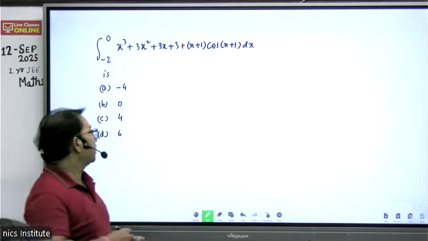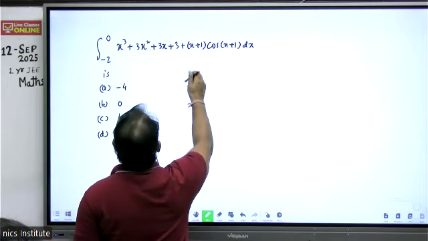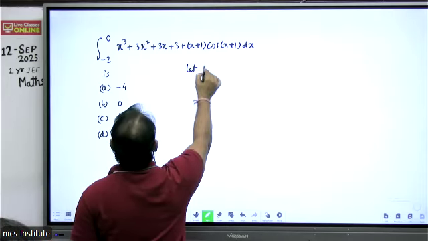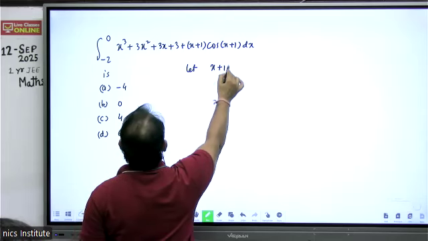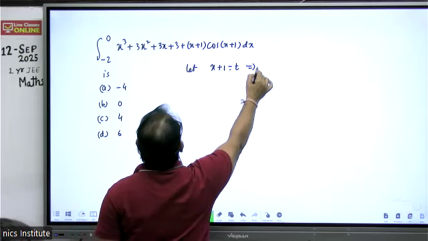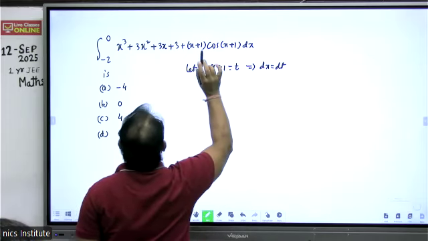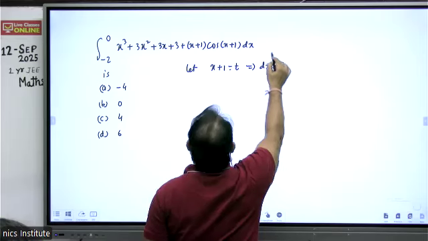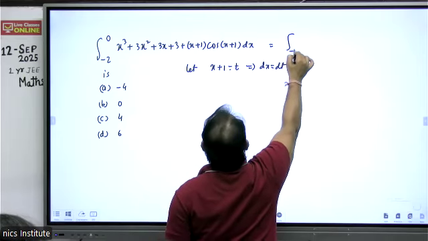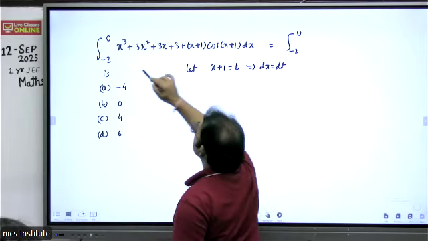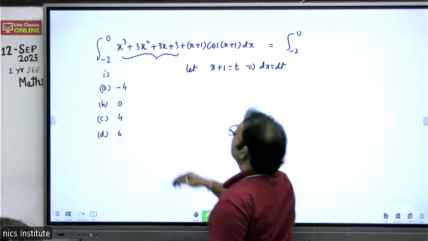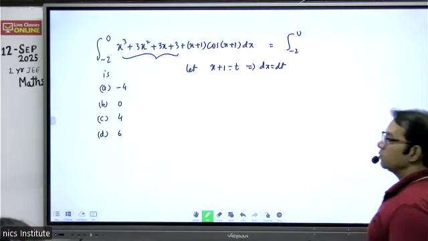See, I'll do a shorter method for this. What is the shorter method? Let x plus 1 is equal to t. So this would be dx is equal to dt. Now, why x plus 1 equal to t? I'll tell you. This is minus 2 to 0. Look at this.